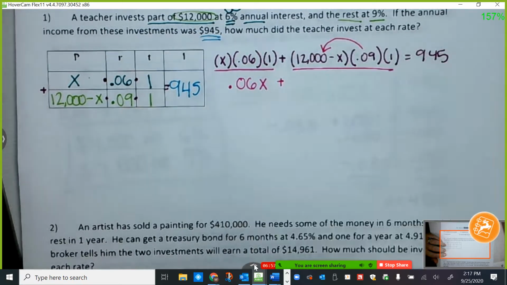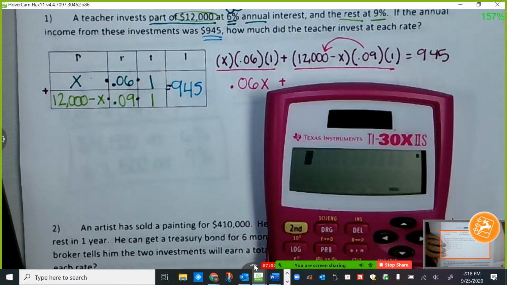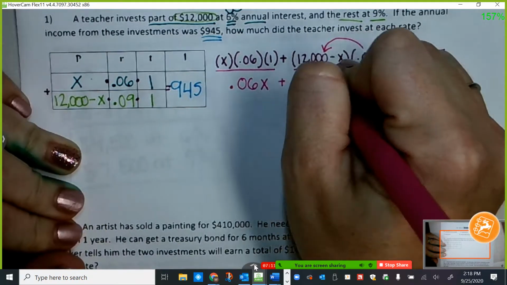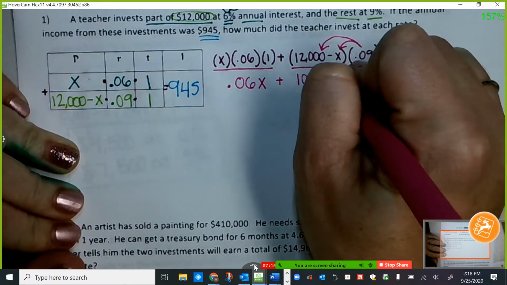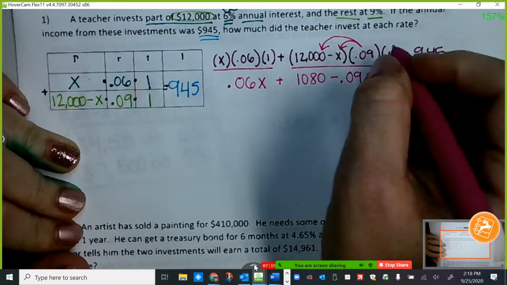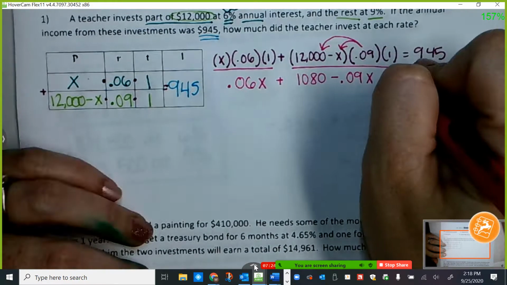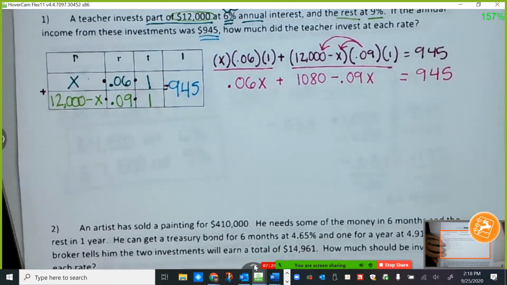Distribute. Okay, so 0.09 times 12,000. Y'all, this is where your calculator becomes your best friend. Gives me 1,080. 0.09 times X is negative 0.09X, because the 1 we get to ignore, because 1 times any of that is just itself, equals 945. Any questions so far?